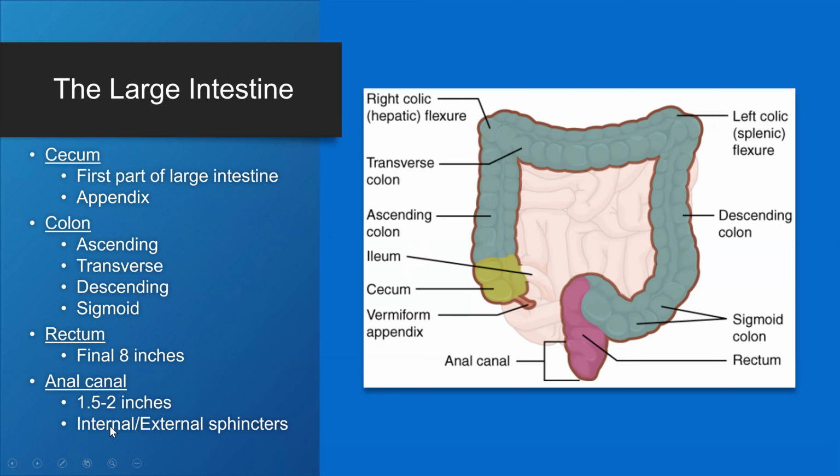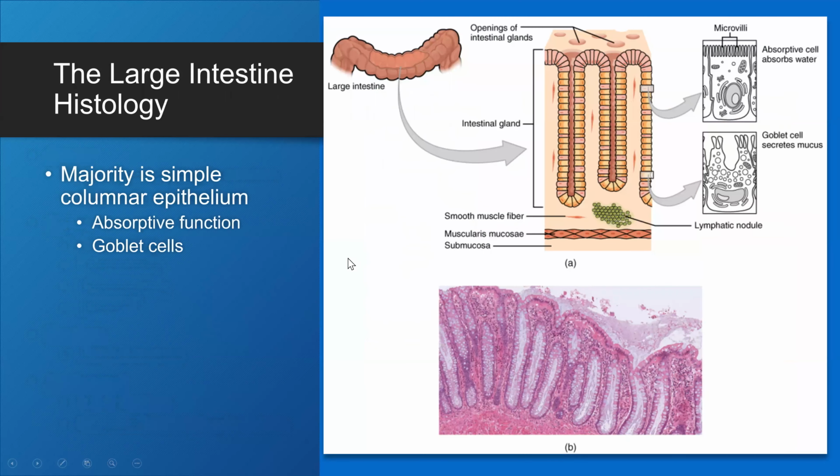And anal canal has internal and external sphincters. Both the sphincters prevent you from defecation in a wrong time, right? So you can control your defecation. External sphincter is made of skeletal muscles, and you can control it. Internal sphincter is made of smooth muscles, right? So that's the large intestine. Histology, majority is simple columnar epithelium, and it has lots of goblet cells, so also secretes lots of mucus.